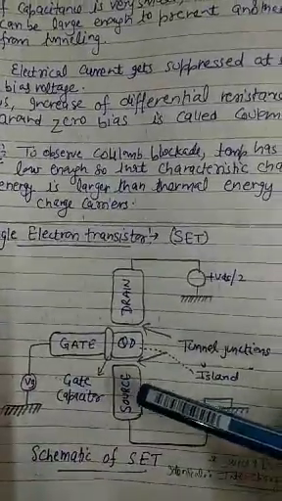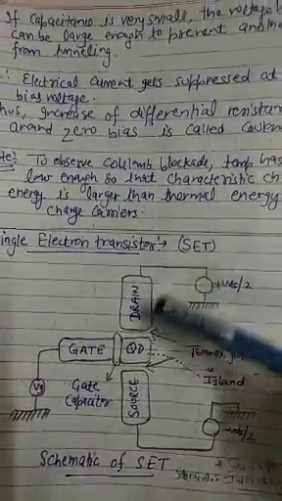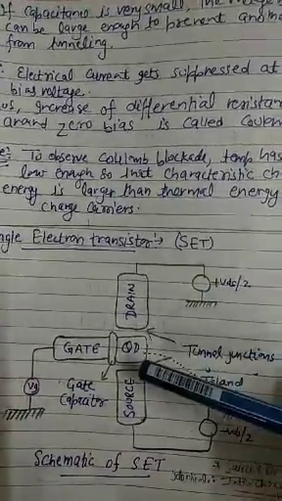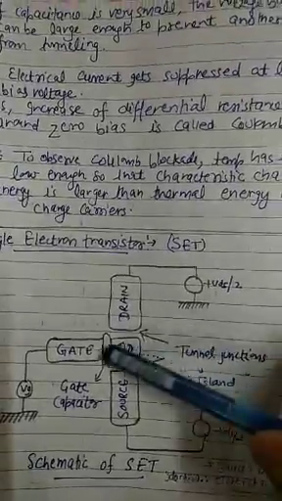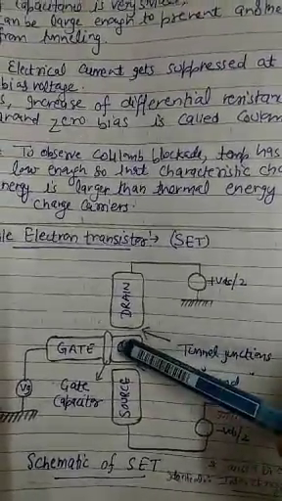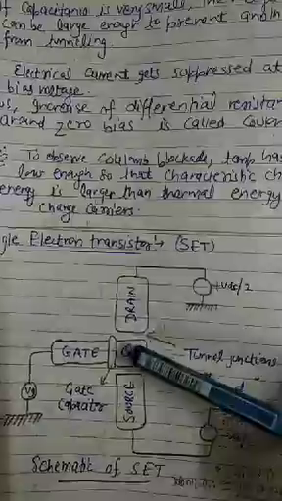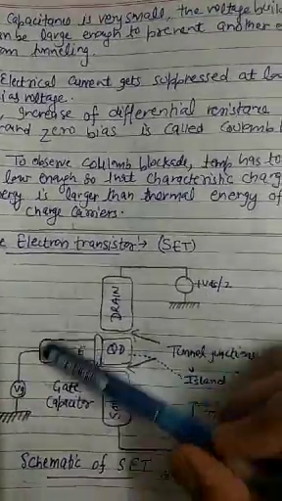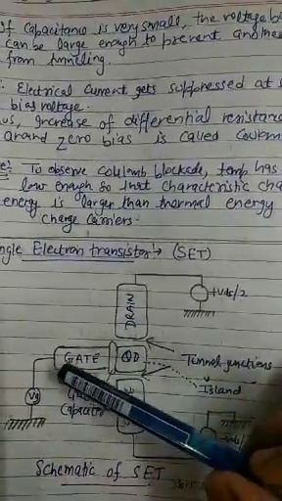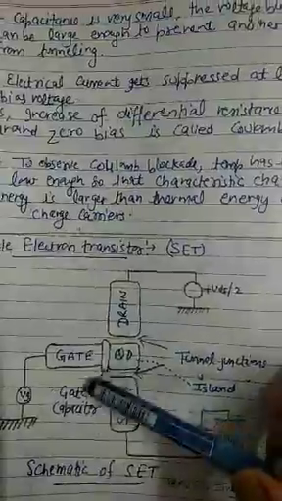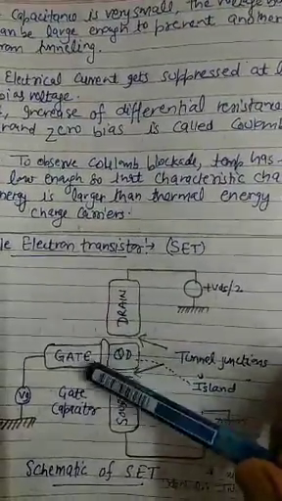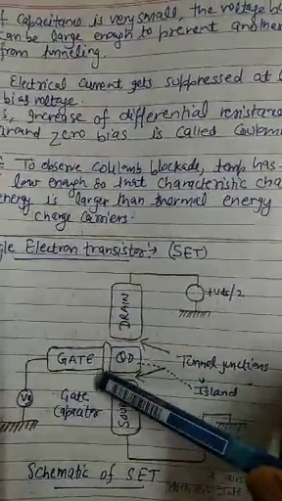It consists of two electrodes, source and drain, which are connected through tunnel junctions to one common electrode with a very low self-capacitance, known as the island. The electric potential of this island can be tuned with the help of a third electrode, which is nothing but the gate, capacitively coupled to the island, because of this gate capacitor.